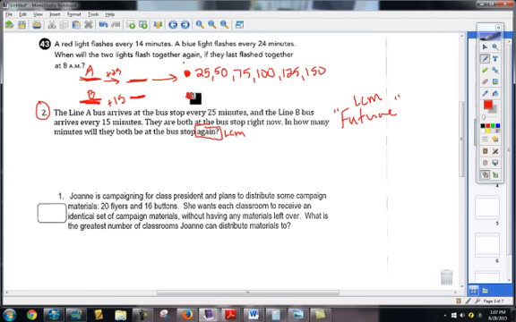Whereas the other one is every 15. So it's coming and going a little more frequently. So we've got 15. From right now, it'll be back in 15. It'll be back in 30. It'll be back in 45, and so on. You're just adding 15 every time. But obviously, you need to show the work. So I would need to see the trees.